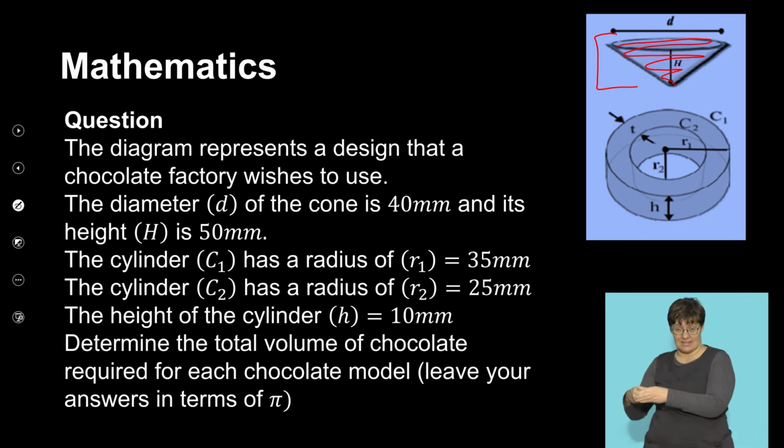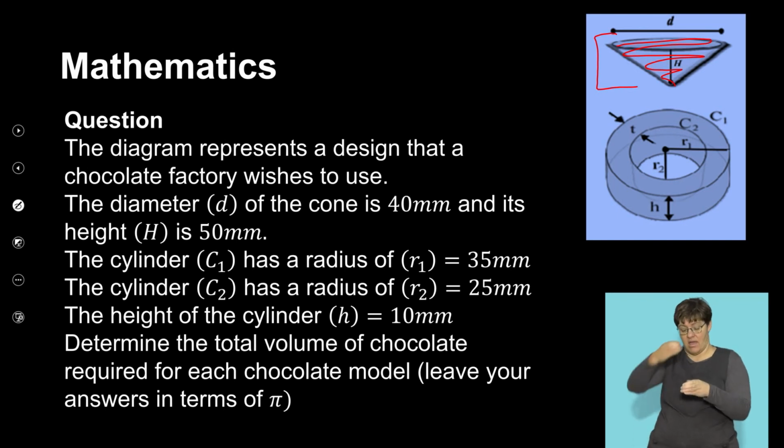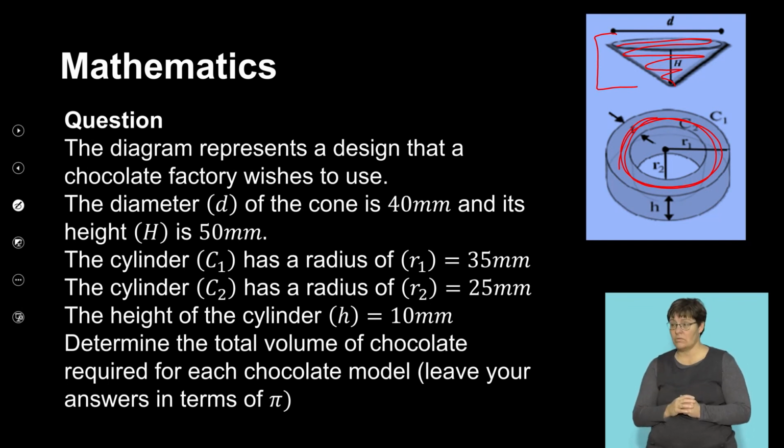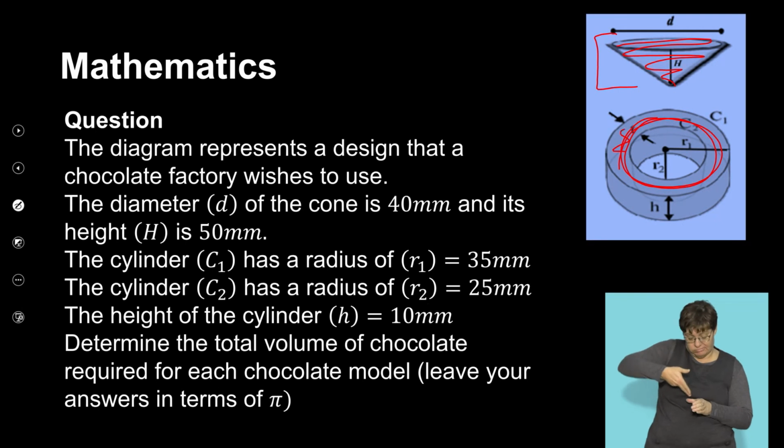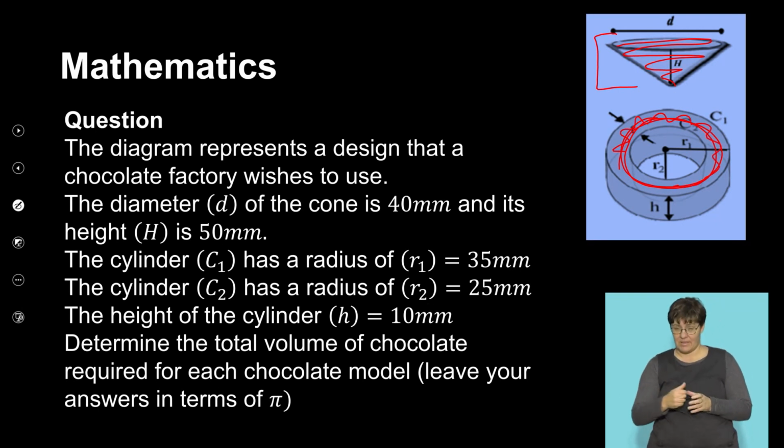We then have two cylinders that are sitting inside each other. However, I'm filling chocolate in this circular mold. So we've got the larger cylinder on the outside, which is cylinder 1, and then I've got the smaller cylinder on the inside, which is cylinder 2. So I'm filling chocolate in between the two cylinders. So I'm not counting this middle space. So you can almost see that it's just a circular ring of chocolate that's going to be made.